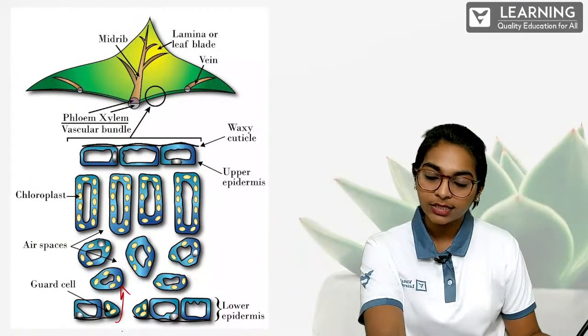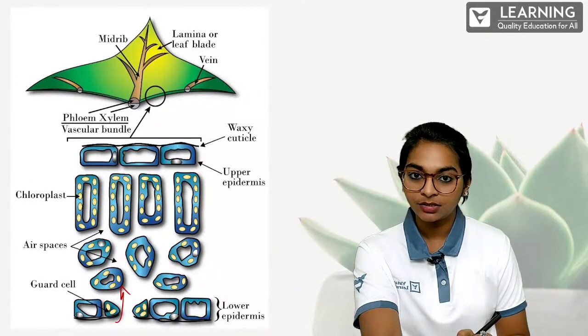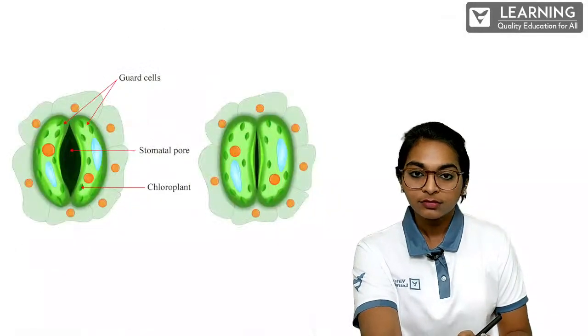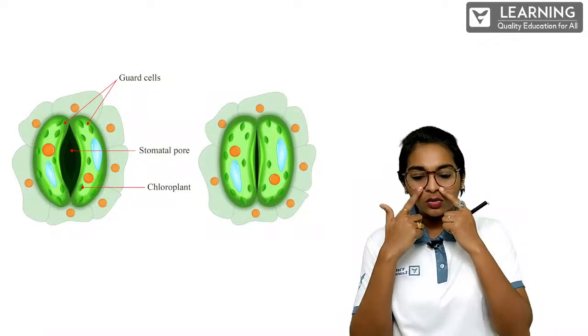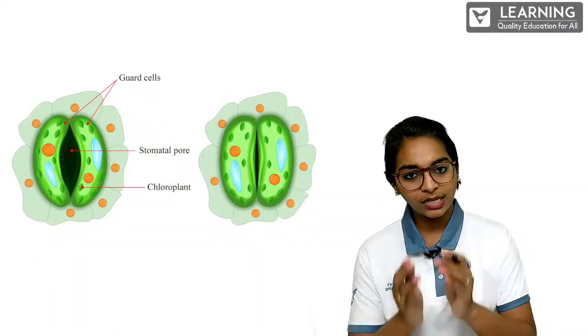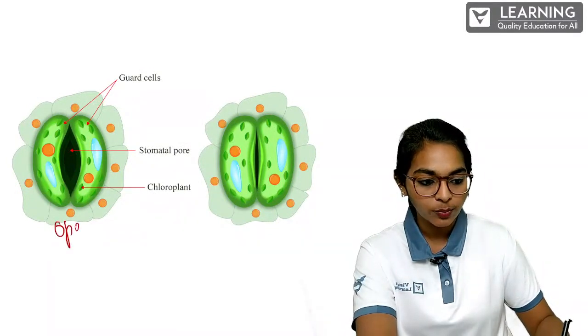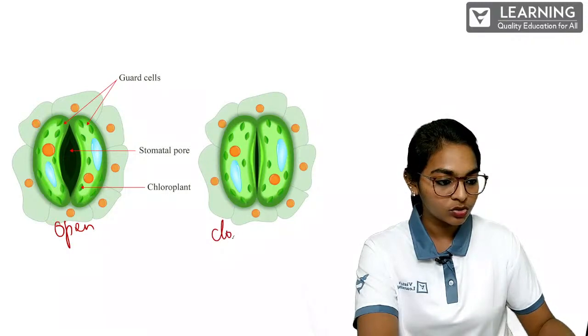You know what guard cells are, right? What are guard cells? Simple cells. See, it is just like our nose only. It helps in the respiration in the particular plant. Correct. See here, it is in an open state. So this is open. This is closed.